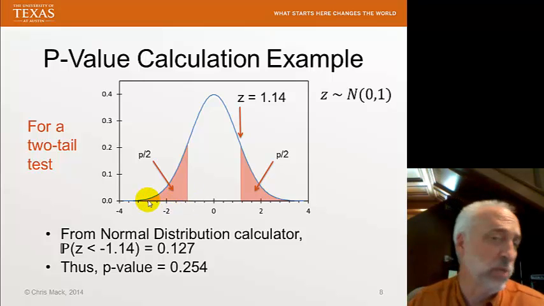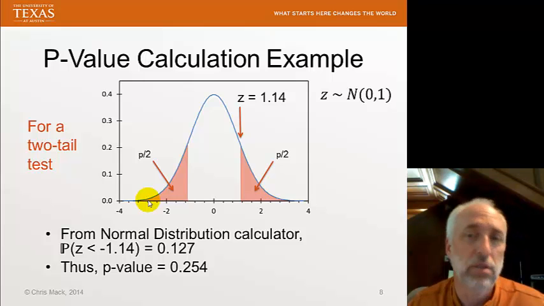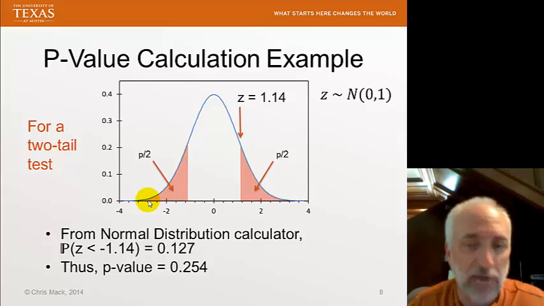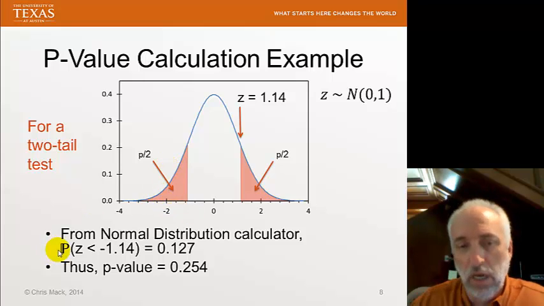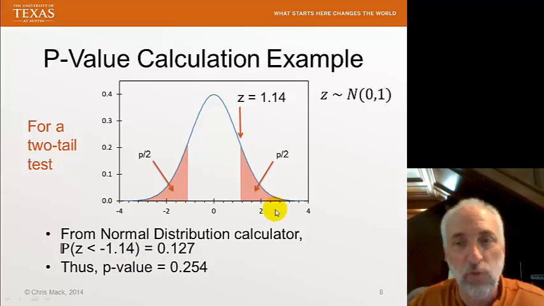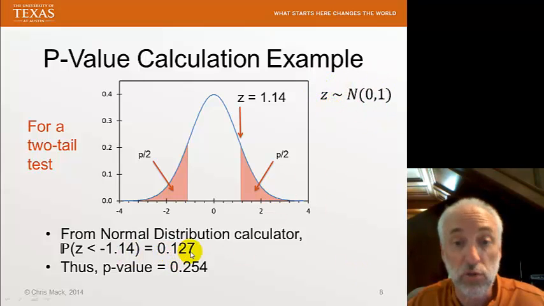Well, this is something we can easily look up in our table of the normal distribution or calculate it with a calculator, spreadsheet, whatever. Very easy, common thing to do. The probability that z is less than minus 1.14 for a standard normal distribution of z is equal to 0.127.